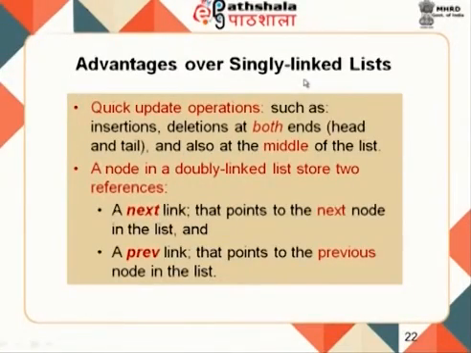So, what are the advantages of singly linked list? Quick update operations such as insertion and deletions at both ends and also in the middle of the list. There is something called a doubly linked list, which stores two references: a next link that points to the next node in the list and a previous link that points to the previous node in the list. This is a quicker update operation over singly linked list, which we will see as we go along. Before we go to doubly linked list, we will see something called circularly linked list.